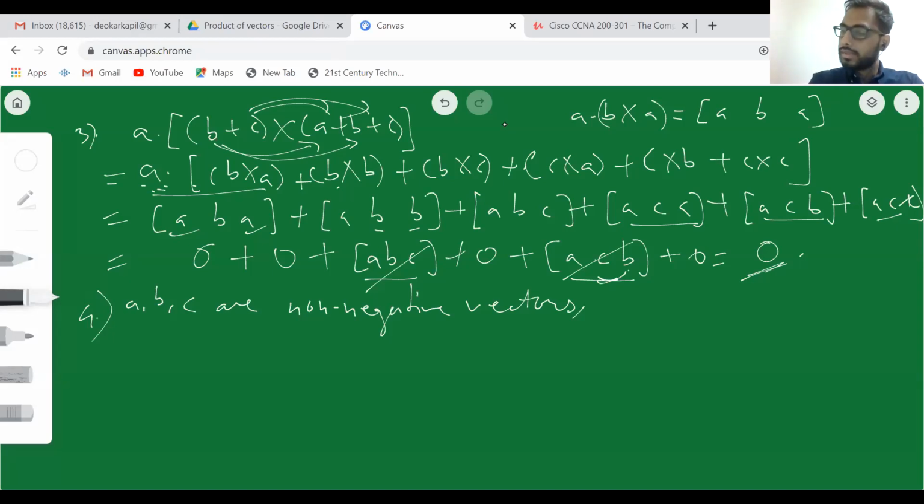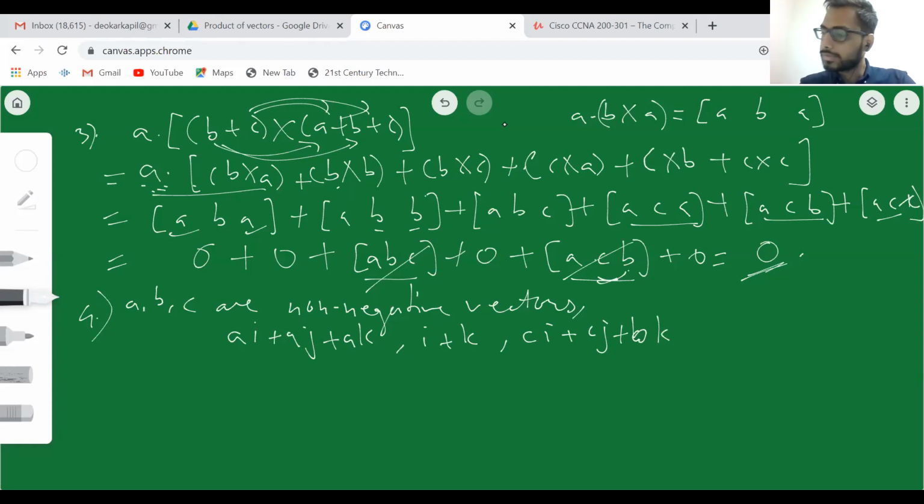Also, the values of A, B, and C are given: A is AI plus AJ plus AK, that is your first vector; I plus K is your second vector; and Ci plus Cj plus Bk is the third vector. The question is to check whether the vectors A, B, and C are in arithmetic progression, geometric progression, or harmonic progression. Yesterday we saw the conditions for AP, GP, and HP.